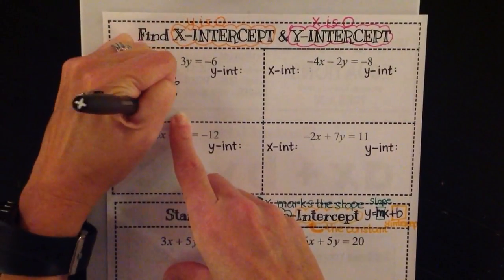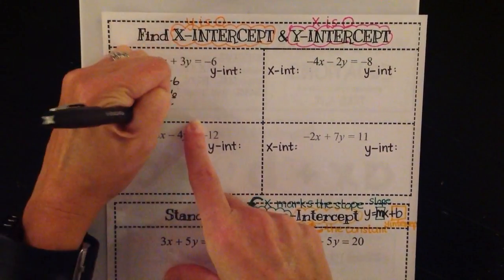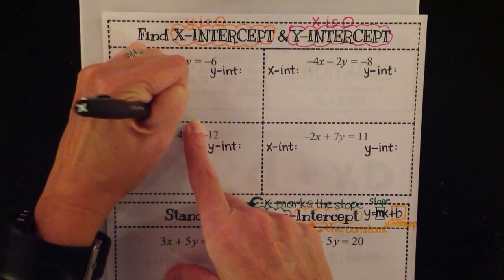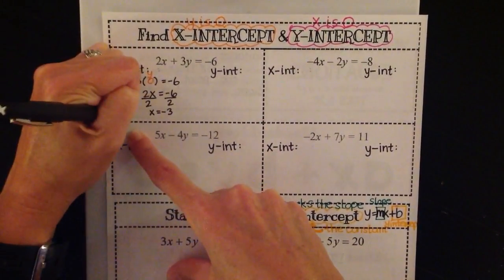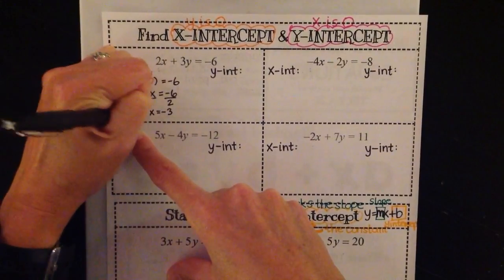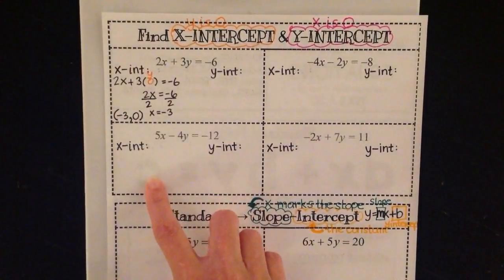And now I'm going to divide by 2, and my x-intercept is equal to -3. So I know that my x-intercept point is at the point -3, 0.